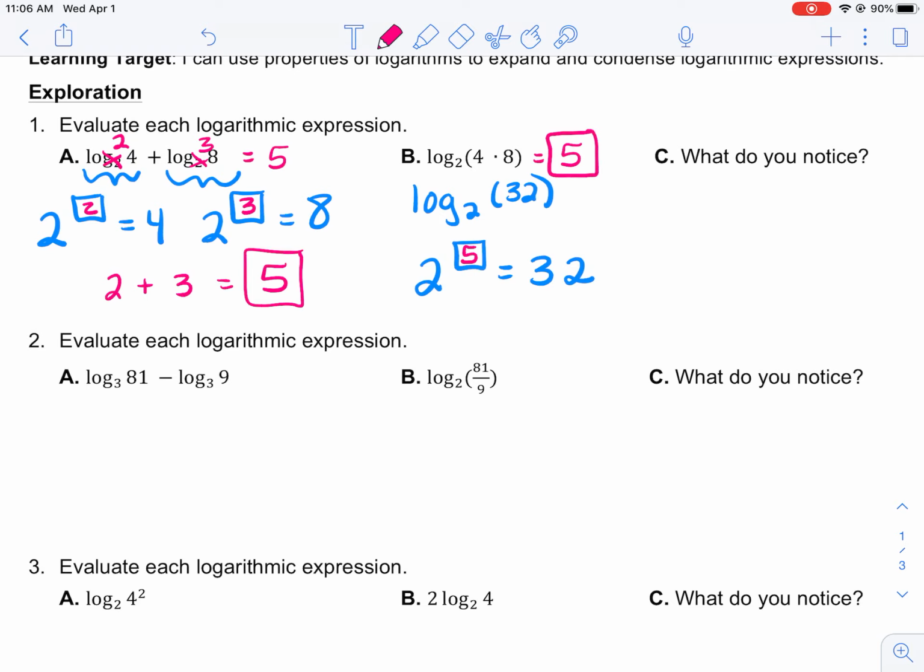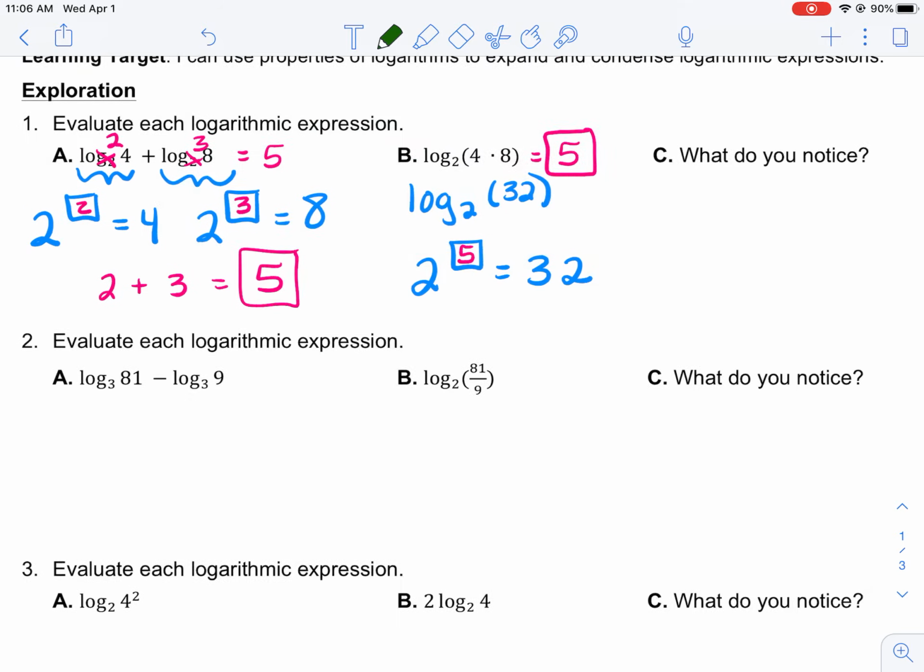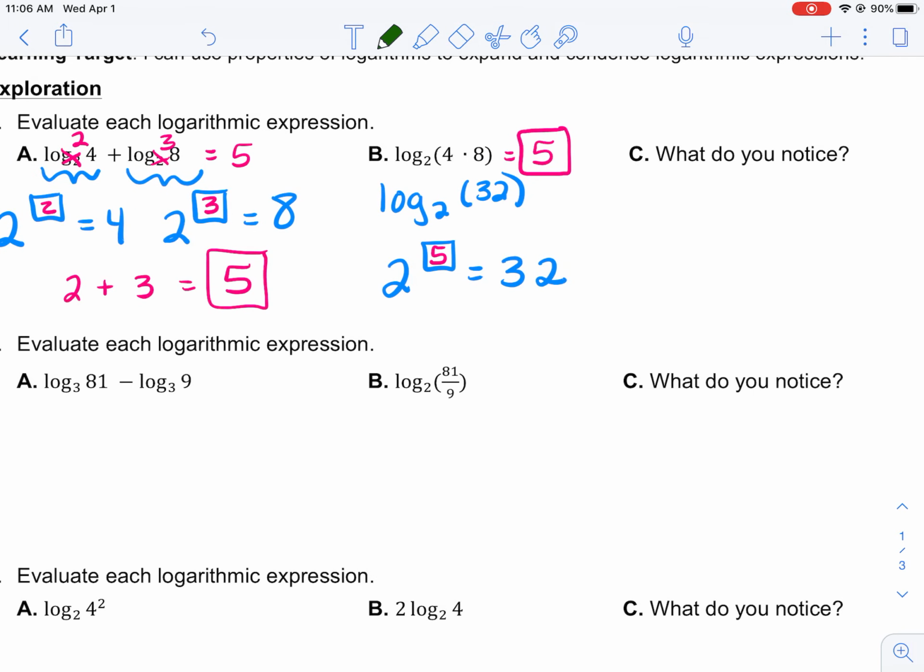And so it says, what do you notice? What I want you to notice, it might not be glaringly obvious, but if we look at our original expressions, they are equal to each other. So log base 2 of 4 plus log base 2 of 8 is equal to log base 2 of 4 times 8. And so this is a property that we're going to talk about today.